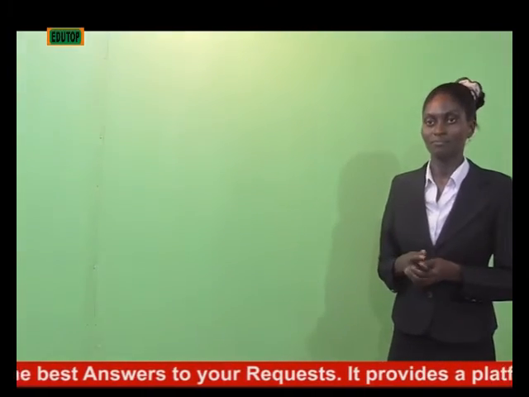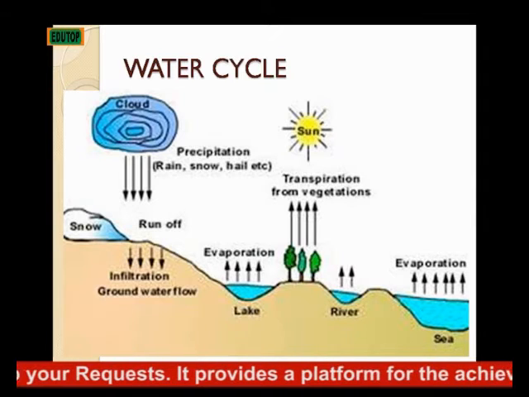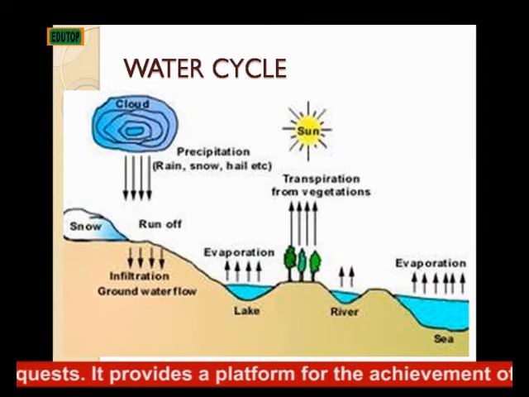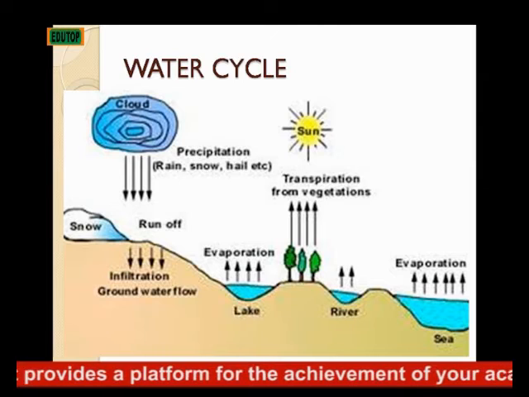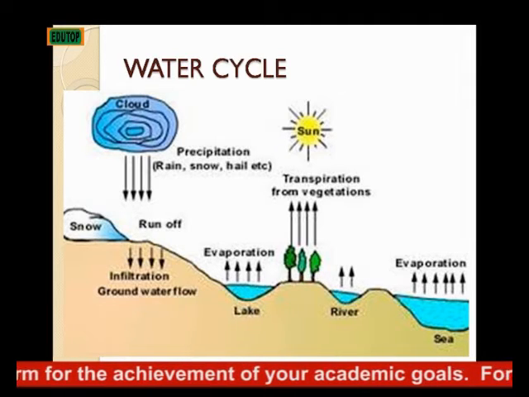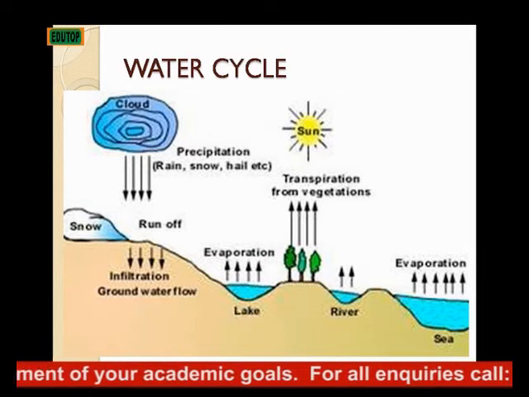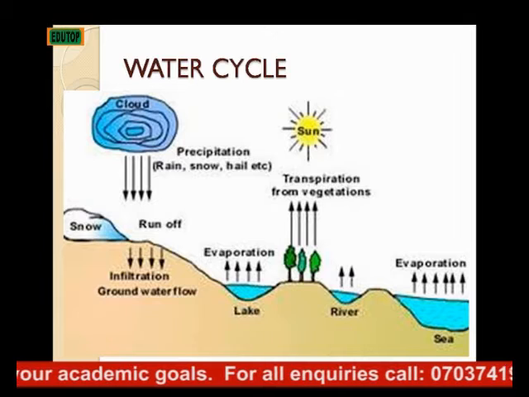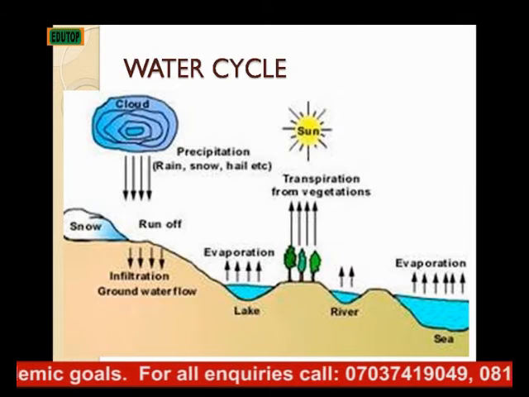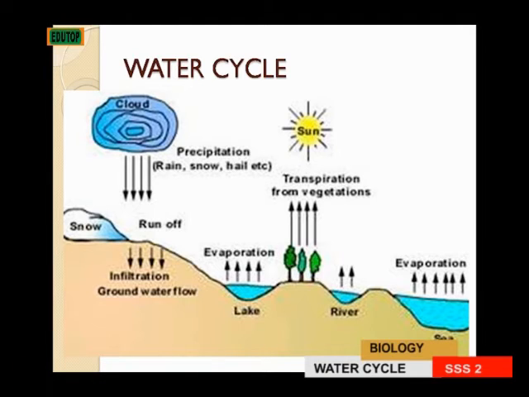So you have the cloud there, then the precipitation, whereby we have rain, snow, and hail. So water coming from the atmosphere. So it goes into the groundwater. Can you see that? It goes into the groundwater. You have the lake, the river, and the sea. So the water that comes from the cloud and penetrates into the soil then flows into the water bodies.